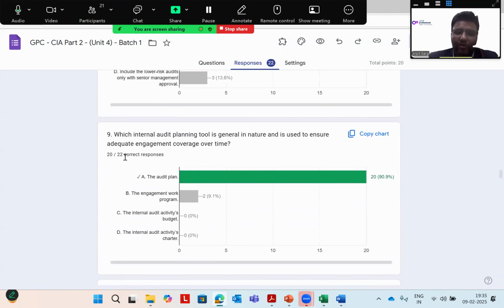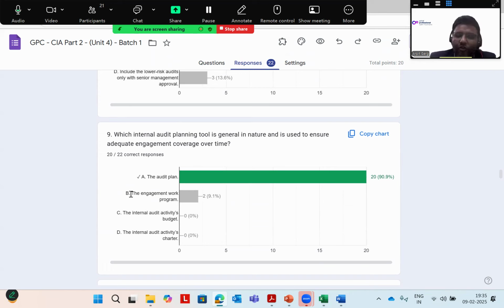All right, I'll move on to question number 9. I think all of you have almost answered this correctly. It says, which internal planning tool is general in nature and is used to ensure adequate engagement coverage over the period, let's say 1 year? Which document do we refer to over the year? It is the audit plan. Engagement work program is specific to an engagement.